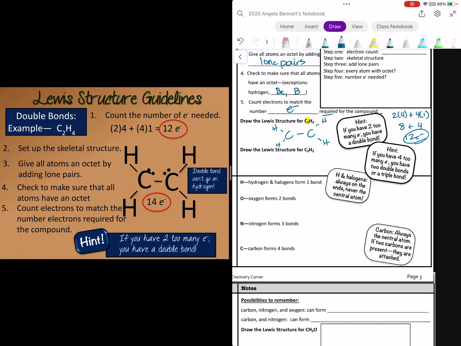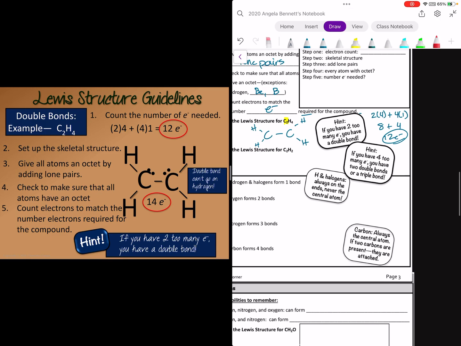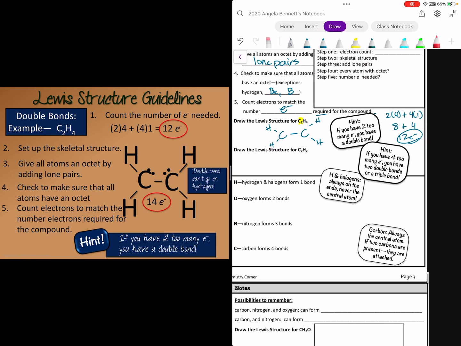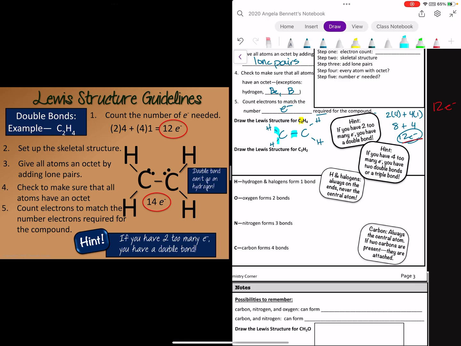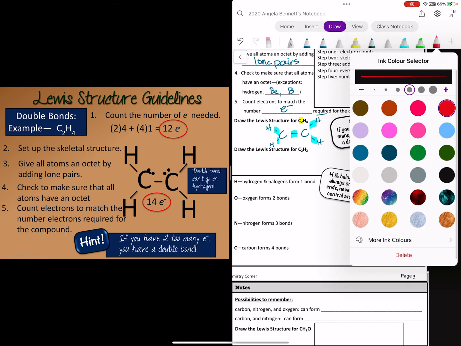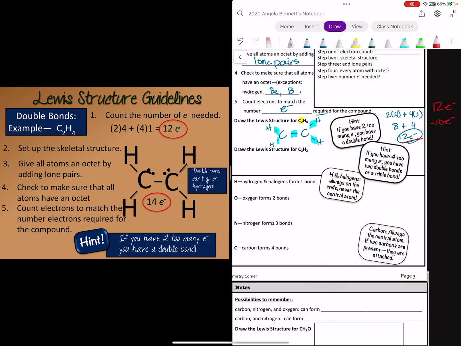All right, so we're going to work this the way that I showed you how to do in class, which is we have 12 electrons to work with as we calculated over here. And I'm just going to put it right here. Let's count what we used. So we used 2, 4, 6, 8, 10. So we used 10 electrons. So I have 2 electrons left. All right, so I need to figure out how I'm going to use those 2 electrons.